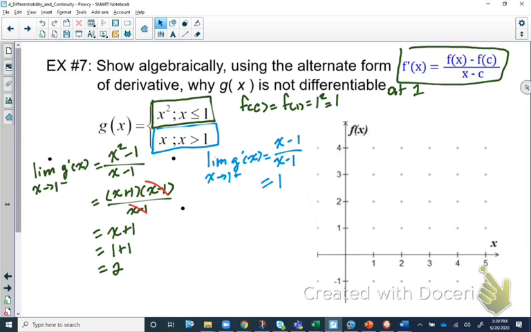So what we're seeing in this case is the limit of the derivative of the function as x approaches 1 from the left-hand side is not equaling the limit of the derivative as x approaches 1 from the right-hand side. So in that case, this is why the function itself isn't going to be differentiable.